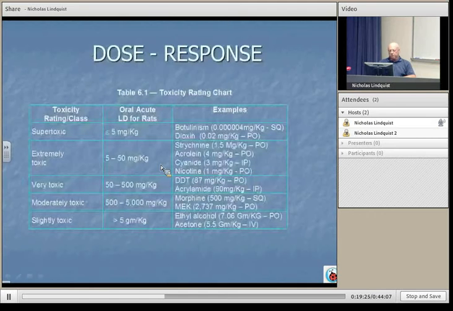Frequently you'll see tables and charts that have been derived from different organizations and agencies to try to give you a toxicity rating, because everyone wants to know, well, how toxic is it? And so here's just one example of a toxicity rating chart. Super toxic can be defined as something that through oral ingestion in rats, less than 5 milligrams per kilogram body weight would kill them. And there are some examples over here in the example column. So you have super toxic, extremely toxic, very toxic, moderately toxic, and then slightly toxic.